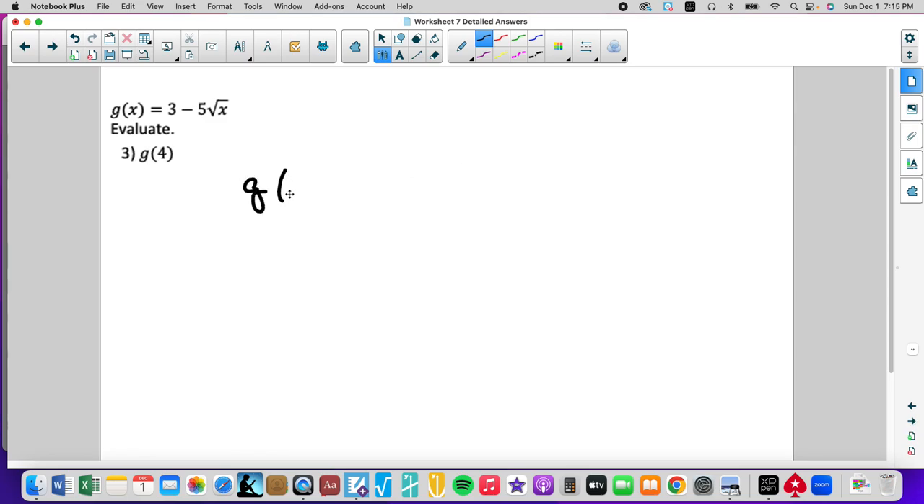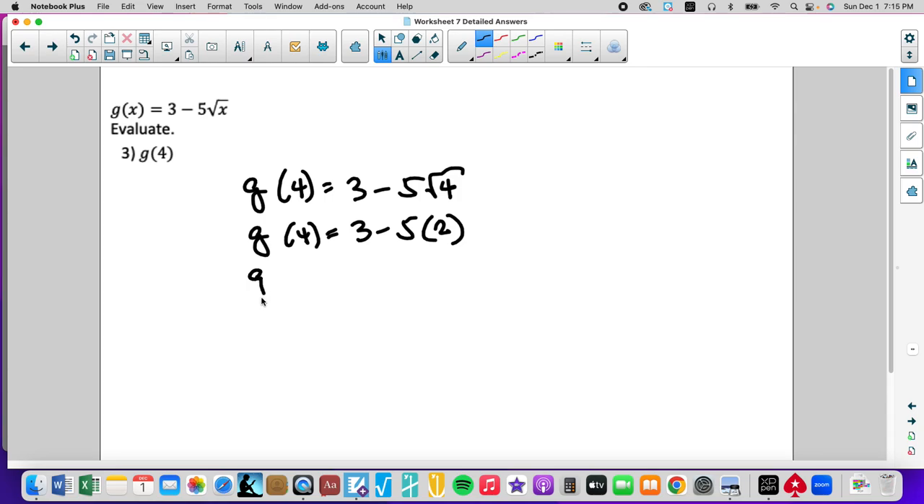G of 4, so I'm going to input 4 this time. 3 minus 5 times the square root of 4. Again, we're going to simplify that radical. Square root of 4 is 2. And then we're going to do orders of operation. We're going to do this multiplication, and then we'll do the subtraction.